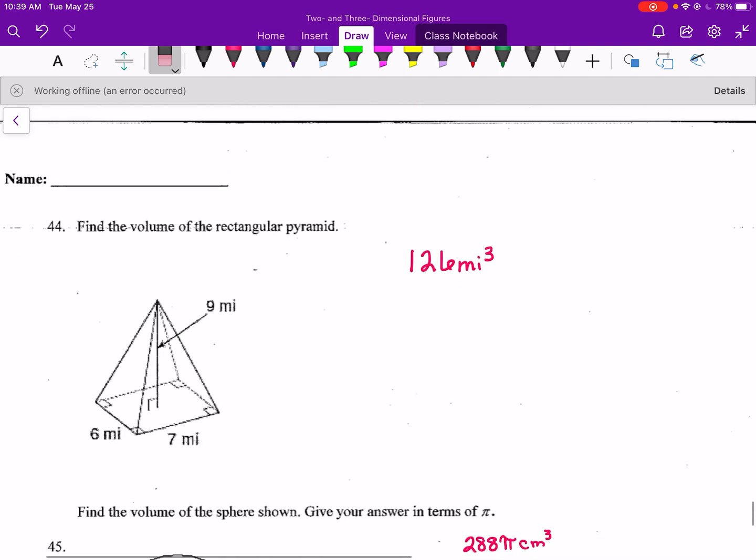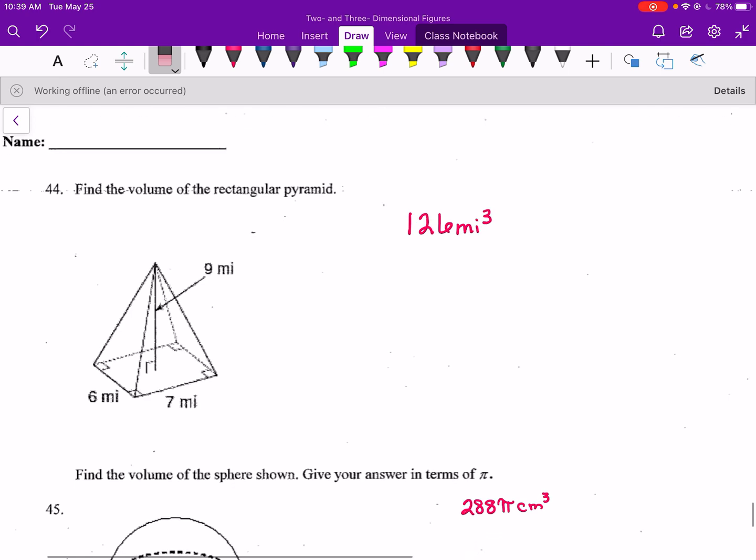Number 44, volume of a rectangular pyramid. Formula for volume of a pyramid is 1/3 area of the base times the height. The base is a square or a rectangle, so that's 6 times 7. The height is 9. Punch all that in, and you get 126.